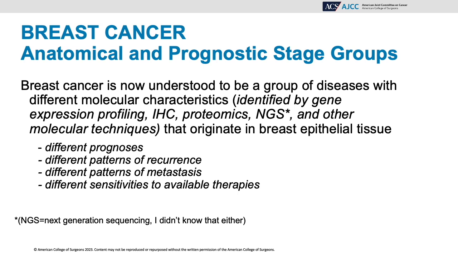Going back to breast cancer, it is now understood to be a disease with different molecular characteristics that can be identified by gene expression, IHC proteomics, next generation sequencing, and other molecular techniques that originate in breast epithelial tissue. These different subgroups have different prognoses, different patterns of recurrence, different patterns of metastases, and different sensitivities to available therapy. So simply relying on T, N, and M, as we did historically, no longer is relevant for breast cancer.